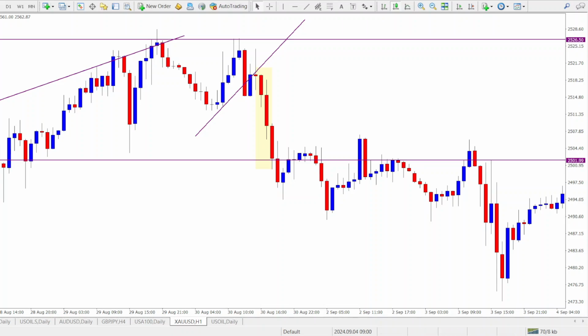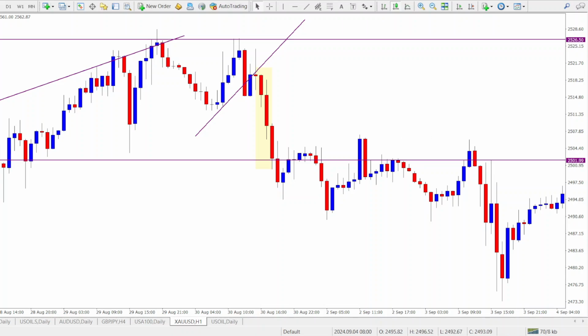Another thing is that you are not going to see a gap between these candles, because each candle opens just as the previous candle is closing, somewhat close within the body of the previous candle. So it indicates a strong selling momentum.